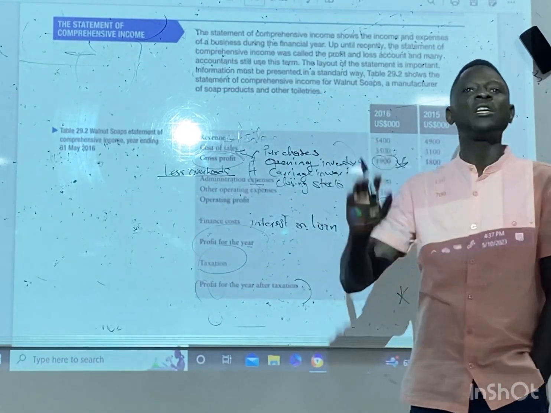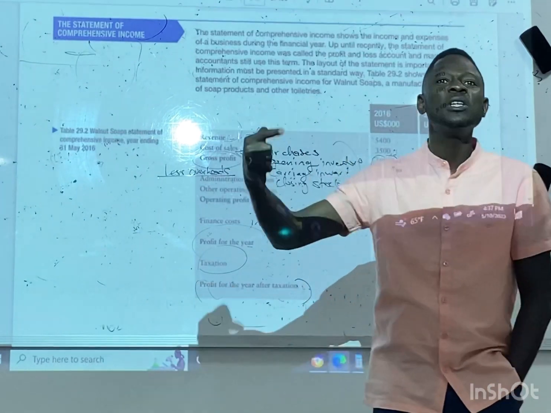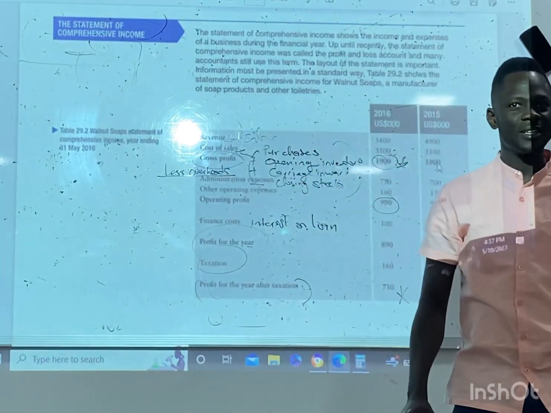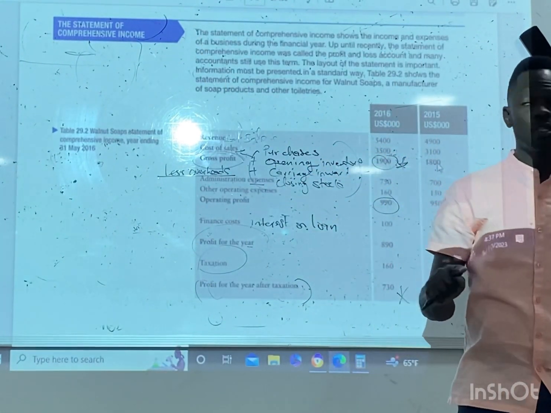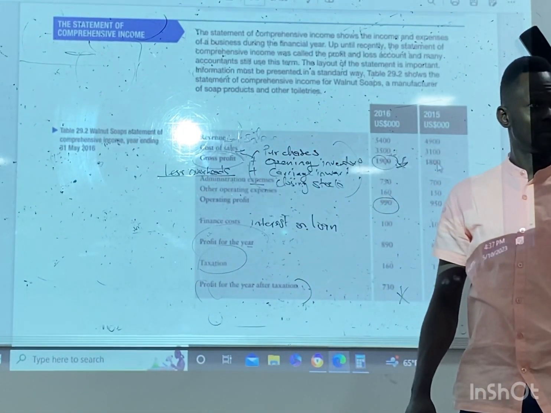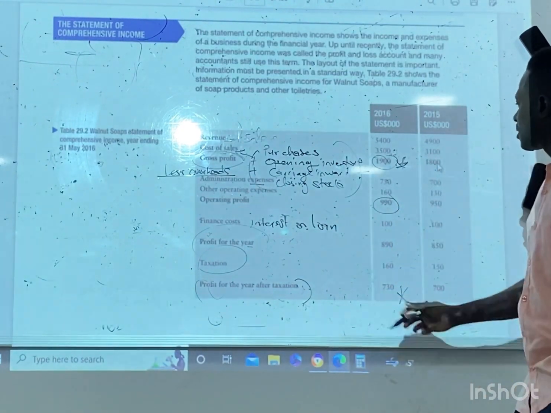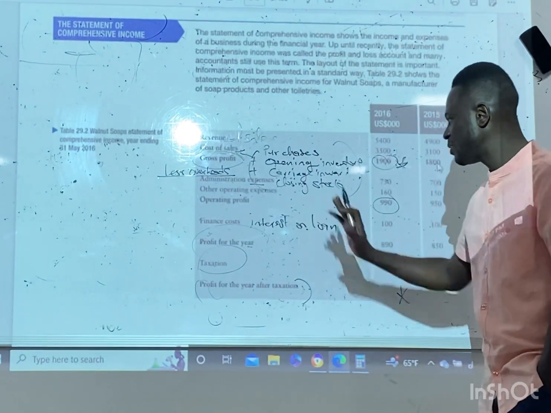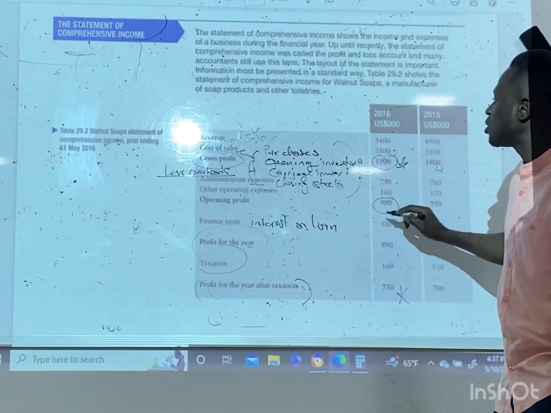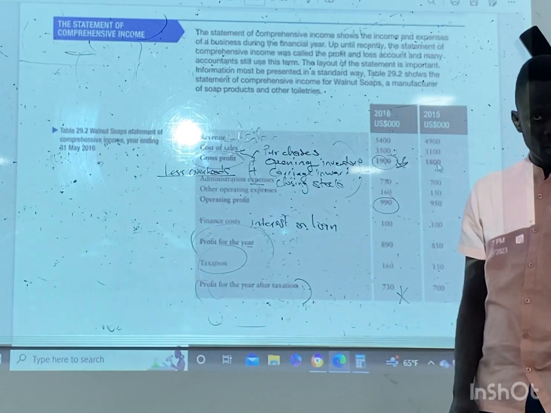We have the finance income too. The interest you get because you have saved your money in the bank. Do you get the point? So you add it to your gross profit. Do you get my point? Okay. So that's interest on loan. So this minus your operating profit gives us our profit for the year.